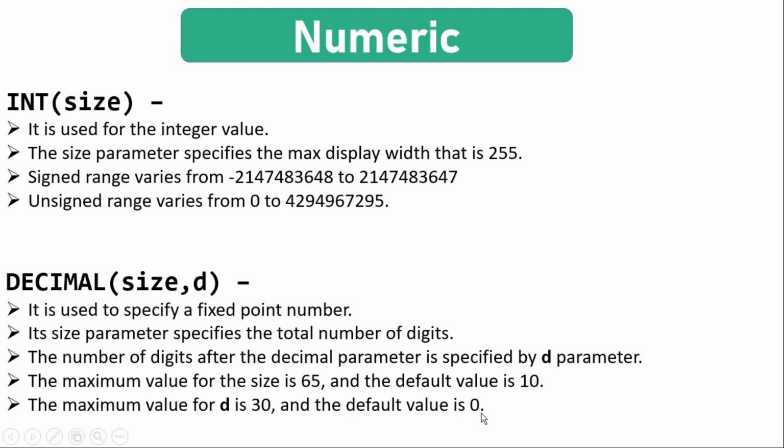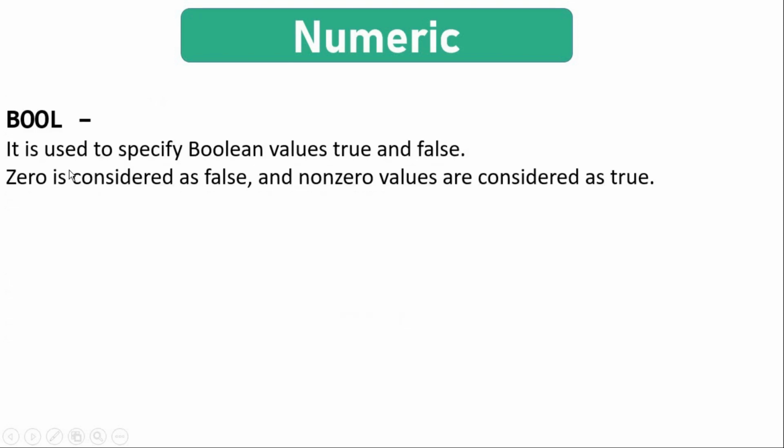Now the next numeric data type is bool, which is like the boolean we use in different programming languages. With the help of the bool data type, we can specify boolean values as true and false. In bool data type, 0 is considered false and non-zero values are considered true. So this is how bool data type works.